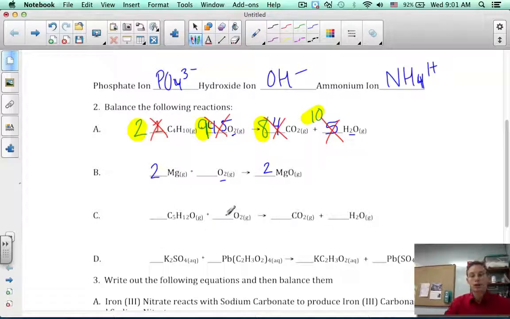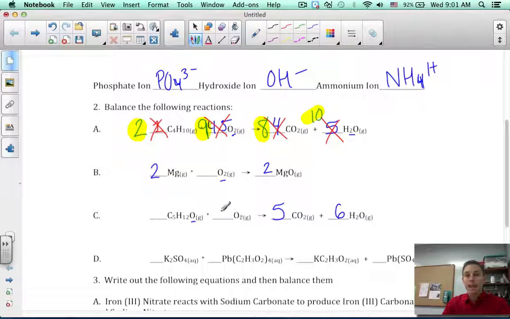Another combustion reaction. This one, again, we'll probably have to use the decimal. So 5 carbons. Now we have an oxygen here. We'll take that into account later. 5 carbons on the left. We put a 5 here for 5 carbons on the right. 12 hydrogens, so I put a 6 here. 6 times 2 is 12. Now, how many oxygens are on the right? 6 plus 10. I have 16.